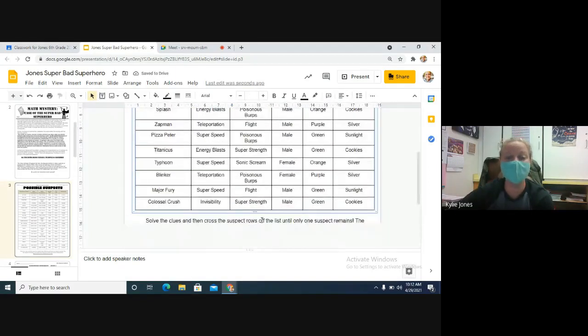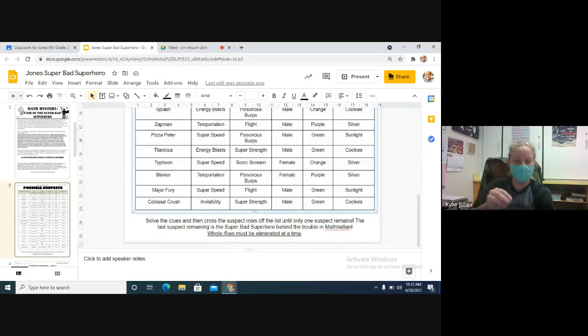Whole rows must be eliminated at a time. So if one part of the superhero's identity is wrong, you can cross off the whole row. So if you find out that someone with invisibility did not do it, then you can cross off the whole row of anybody that has invisibility. So it's not just their power, it's the whole row. Does that make sense? Okay. Alani?